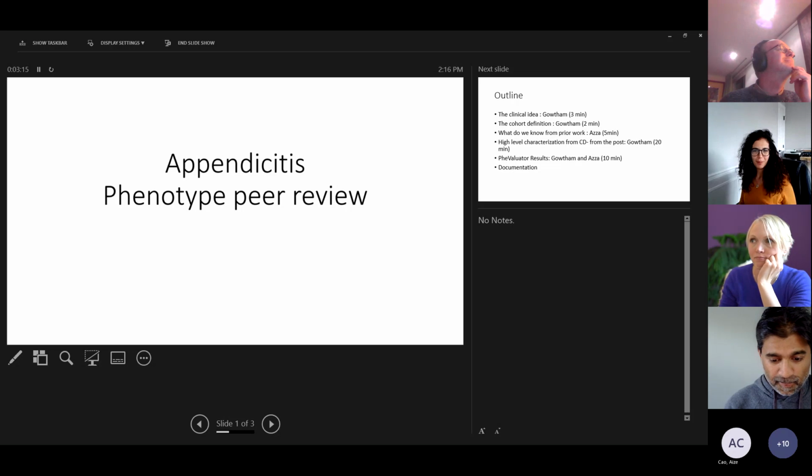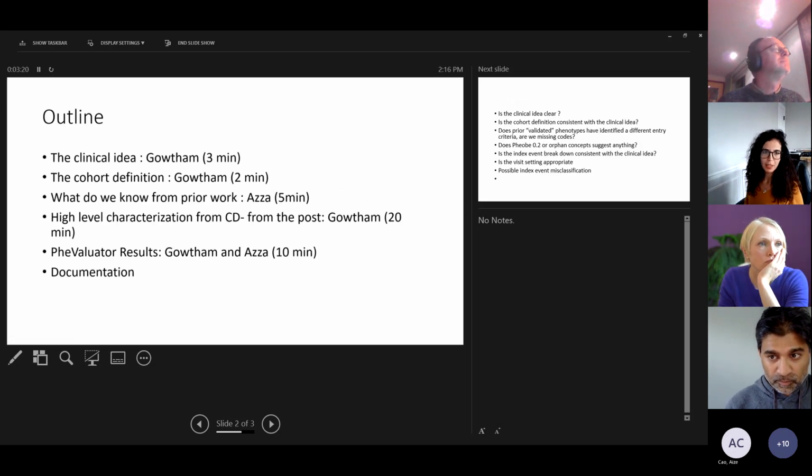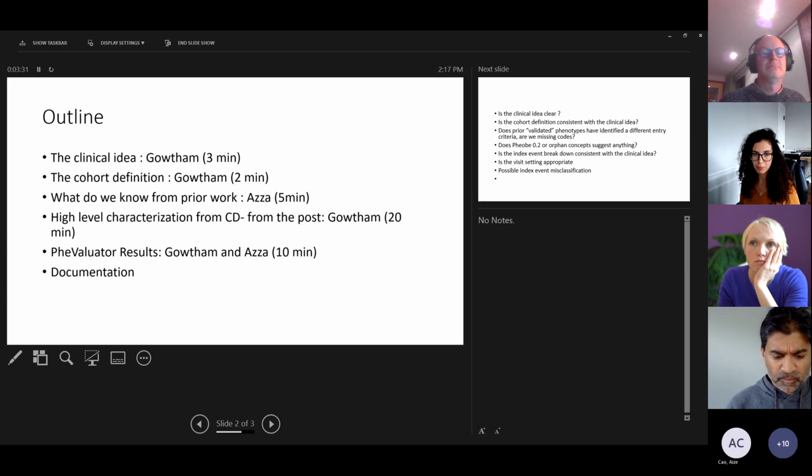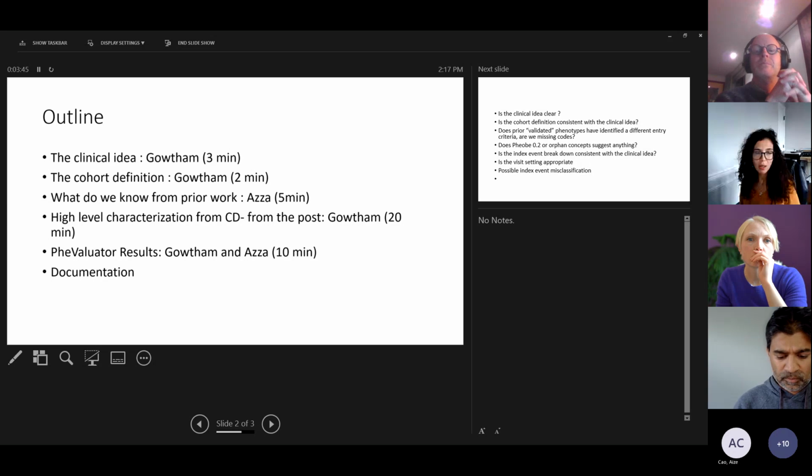Okay. So I'm proposing this outline. Gowtham is the submitter, so I'm going to give Gowtham 3 minutes just to go quickly over what the word appendicitis means without any details. He already has the submission, which we're going to put on the screen. Just high level: what is appendicitis, and how can we all mentally imagine the patients that manifest in our data. Then Gowtham is going to walk through the cohort definition he submitted.